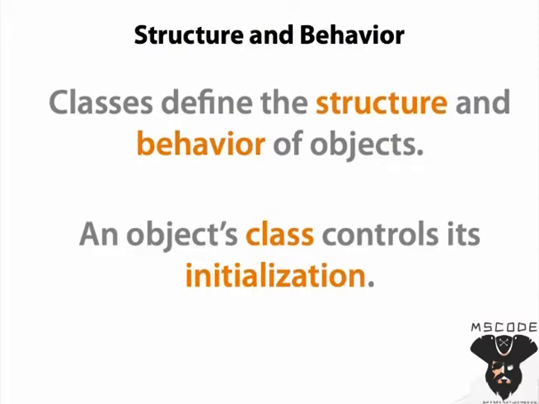The class of an object controls its initialization and which attributes and methods are available through the object. For example, on a string object, the methods we can use on that object, such as split, are defined in the str class.